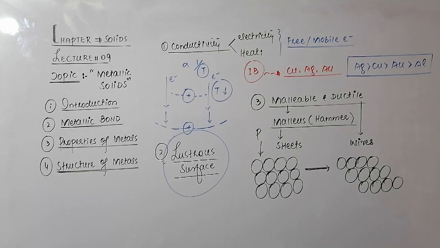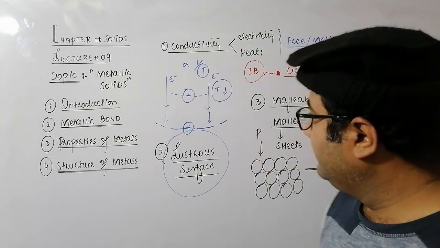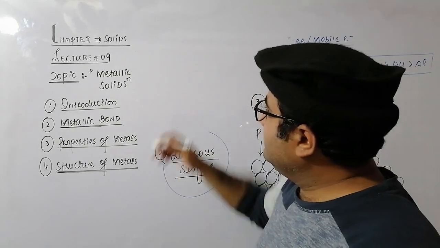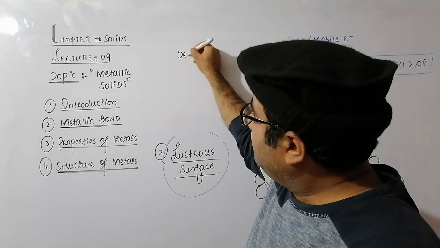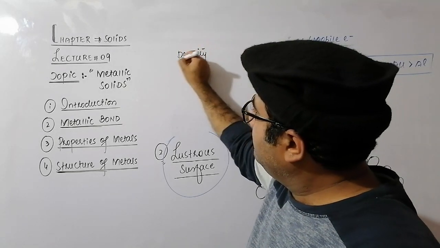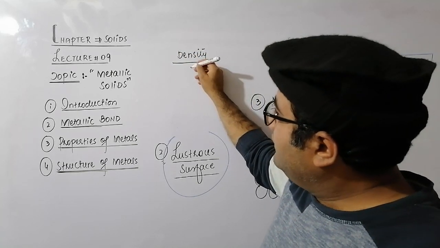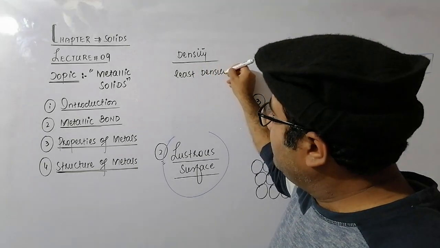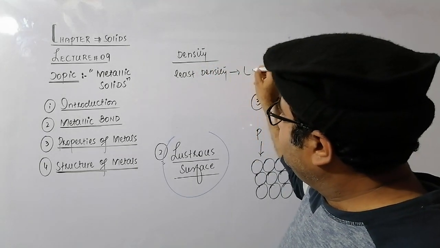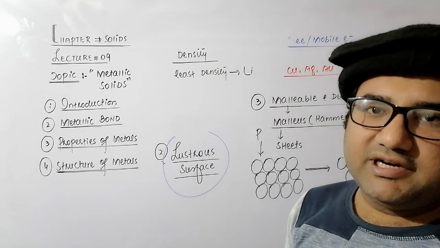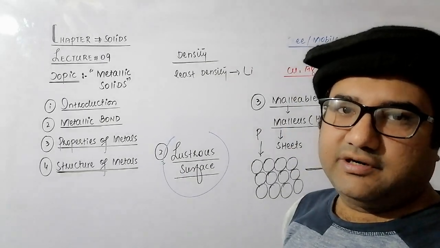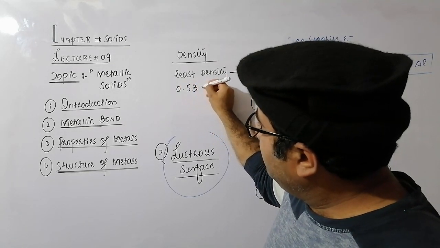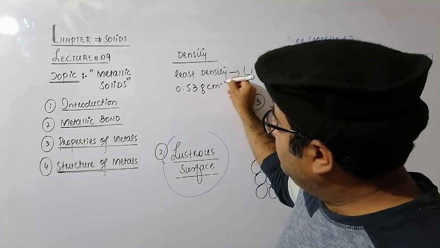The fourth and the last one is density. Now metals have density from lower to higher value, and the least density belongs to which metal? That is lithium. Lithium is the lightest of all the metals, and it is the first solid element of the periodic table as well. And what is the density of lithium? It is 0.53 grams per centimeter cube.